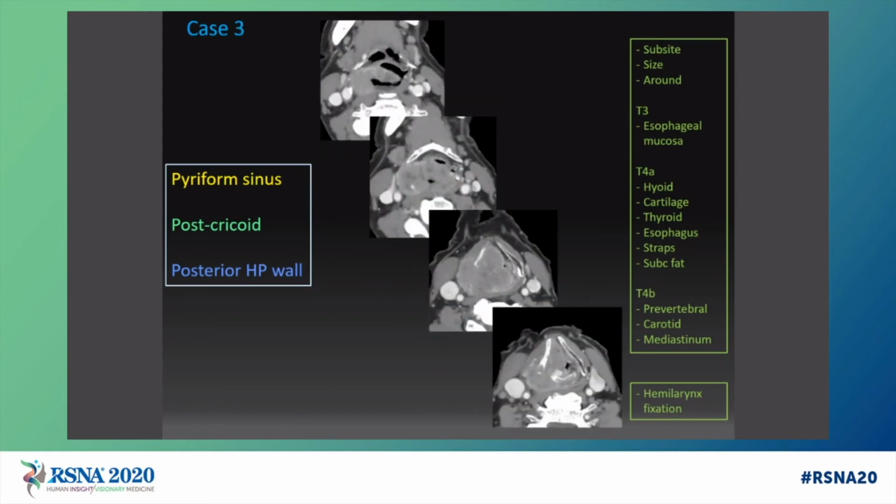Here's another case. We can see involvement of the piriform sinus, posterior hypopharyngeal wall, probably the post-cricoid pharynx as well, and this is infiltrating all the way out towards invading into the thyroid cartilage, out to the strap muscles, and even bulging backwards towards, but maybe not beyond the fascia and not quite into the prevertebral space.